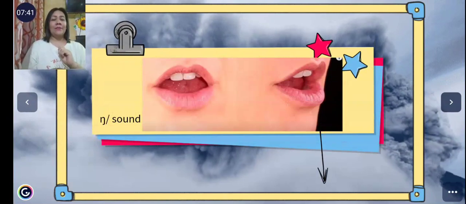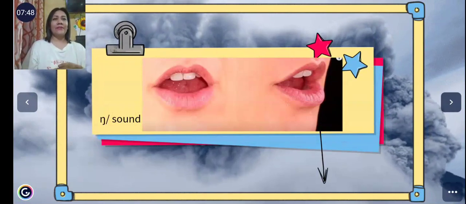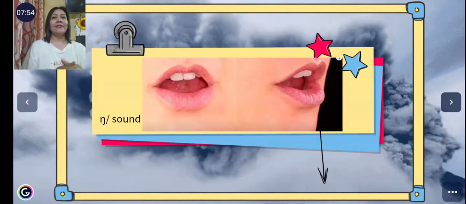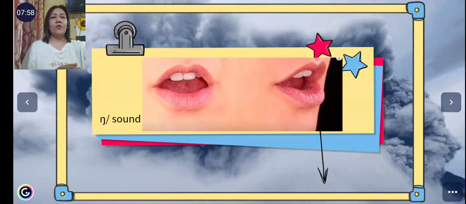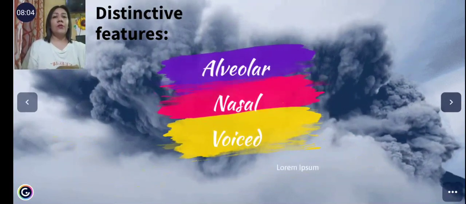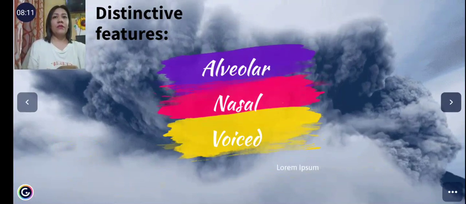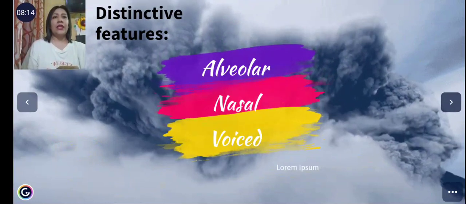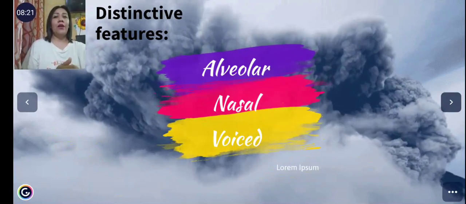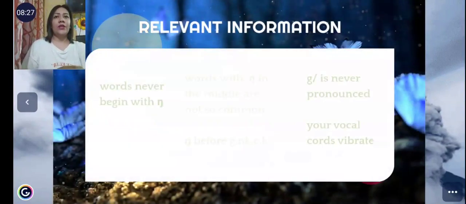Now let's pay attention to my demonstration and then let's do it together. One more time. Now let's do it together. Very good. Now let's continue with more about this sound. We have also distinctive features about the sound. For example, its place of articulation is velar, its manner of articulation is nasal, and it is a voiced sound.